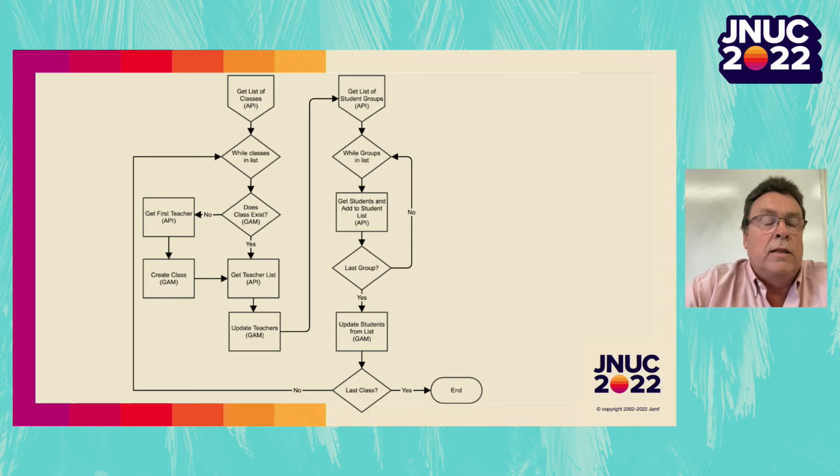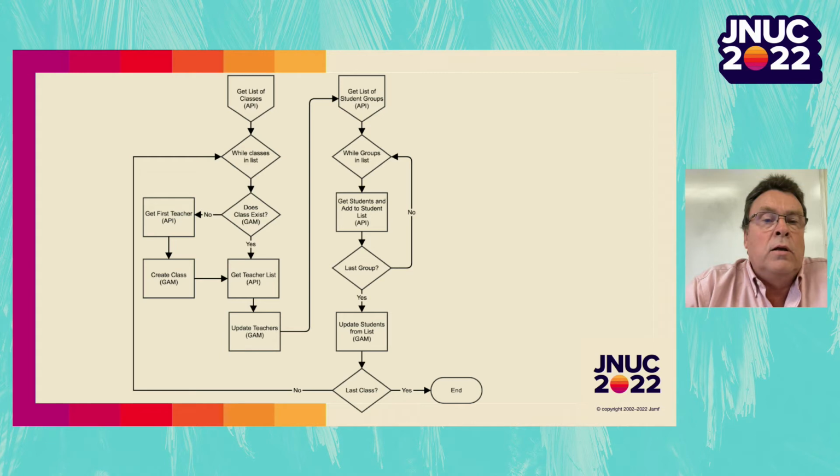Then at that point, we've got a new course or an updated course with an updated list of teachers. Then it goes and it's going to update the list of students. And the way it does that is another set of nested loops where it queries the Jamf Pro server for all the student groups in that class. And it processes each of those groups. If there's one, obviously it just processes one, but it will go through all of them.